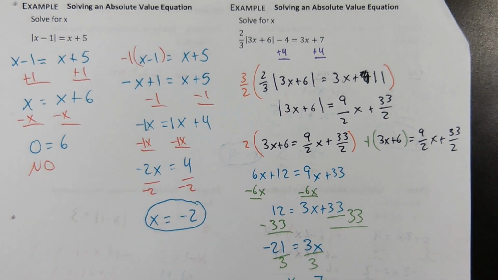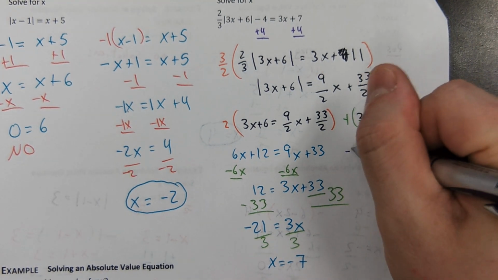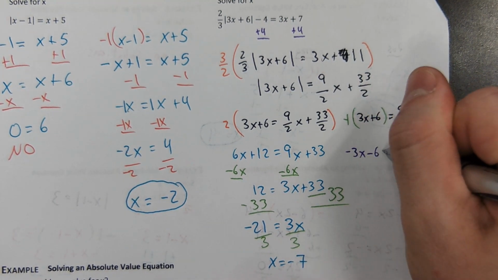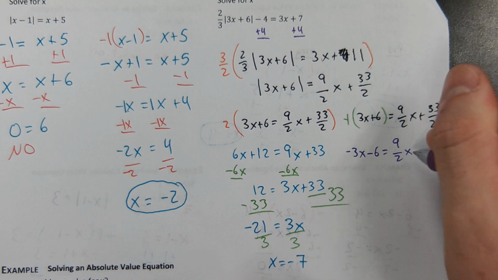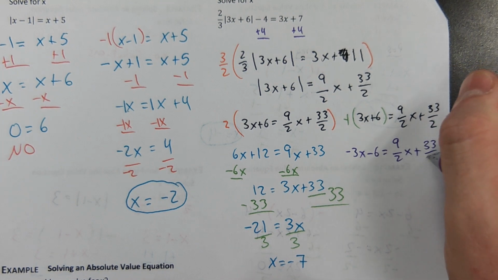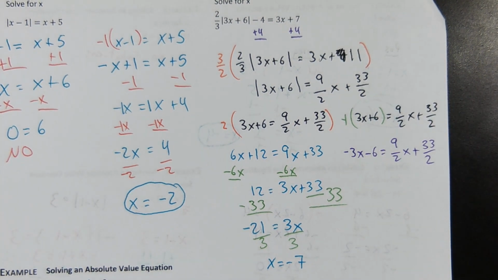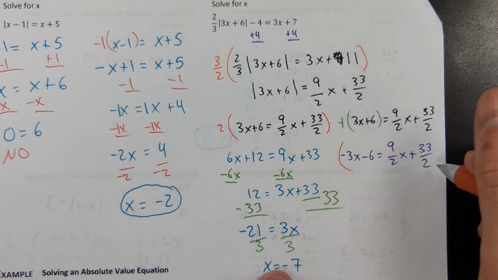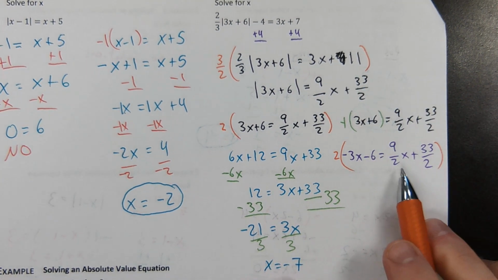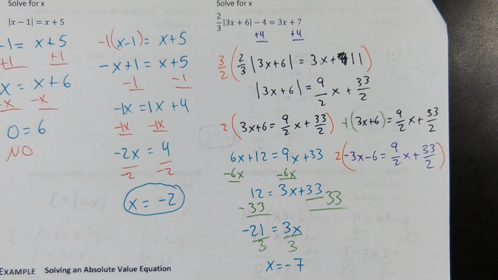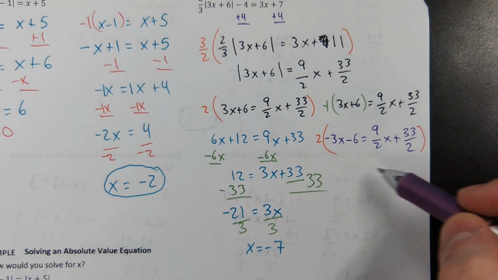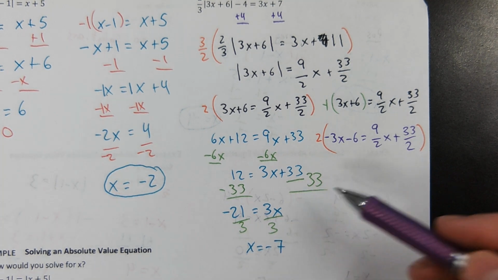Because it's a little crowded over here, I'm going to switch colors. Negative 3x minus 6 equals 9 halves x plus 33 halves. And just like we did before, we don't want to have to deal with the divide by 2, so we're going to multiply both sides by that 2. We're going to distribute that 2 across the entire equation that we see down here. So we're canceling divide by 2 with multiply by 2. This math is going to have to get really skinny because this gigantic 33 here.